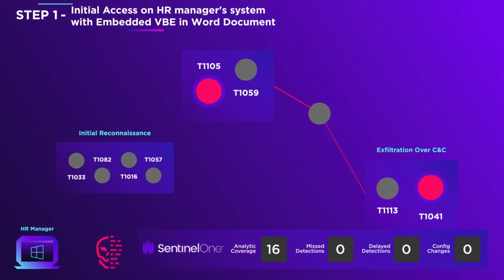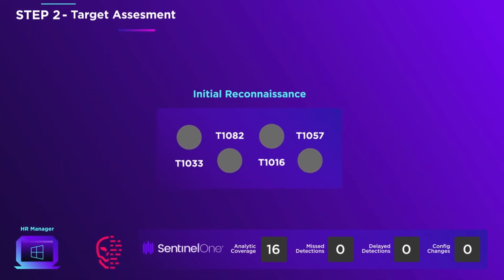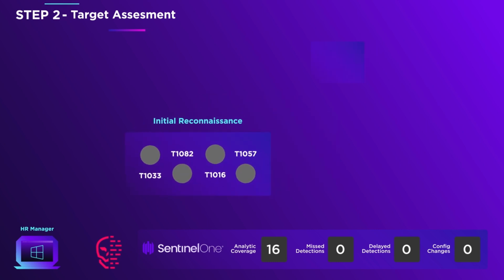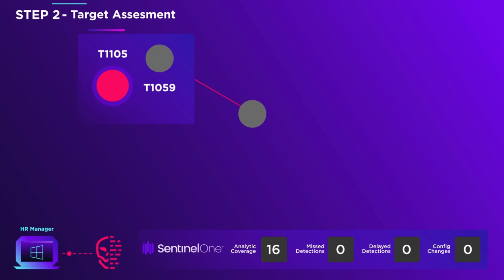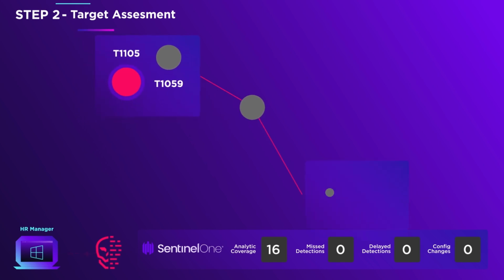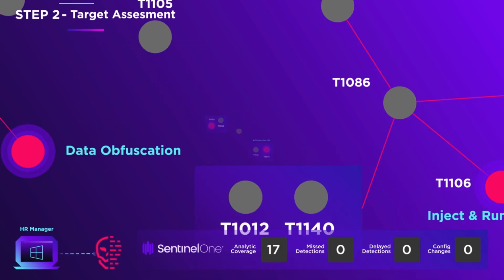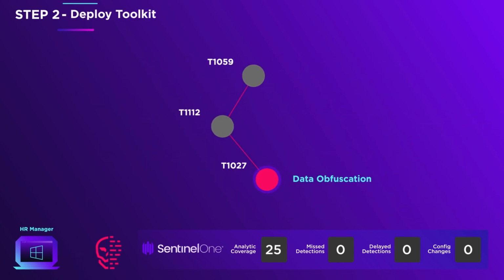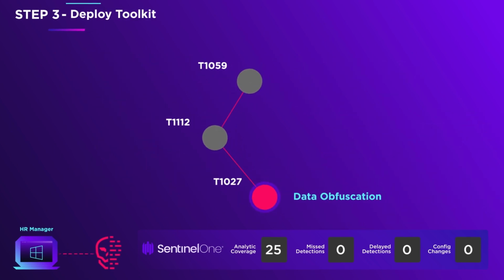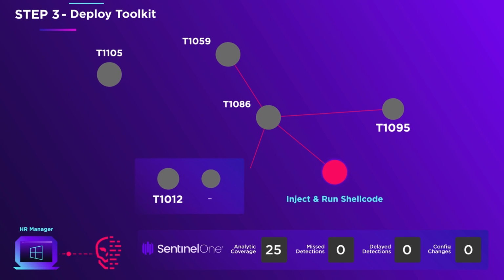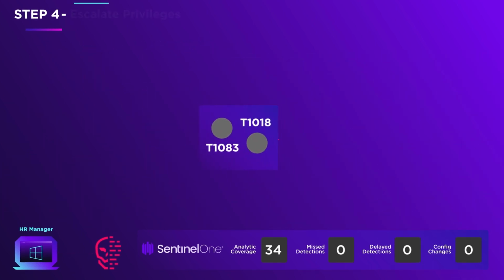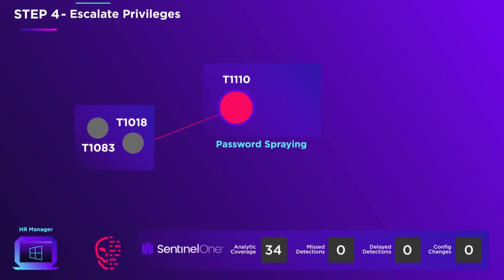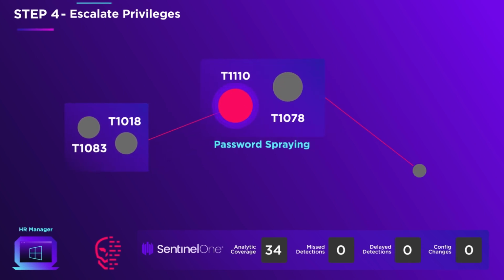The adversary performs reconnaissance to learn vital information about the environment. He downloads a tool from his C2 server, takes a screenshot of the HR manager's PC, then uploads the image back to his C2. The adversary deploys a malicious toolkit onto the PC and modifies the registry to provide mechanisms to utilize various components.